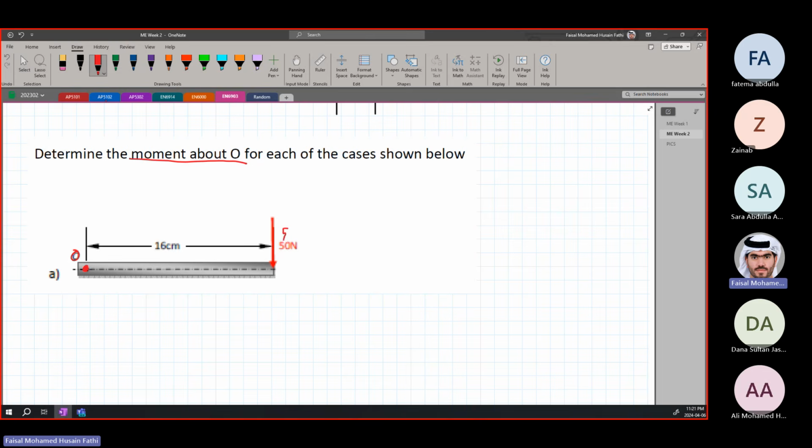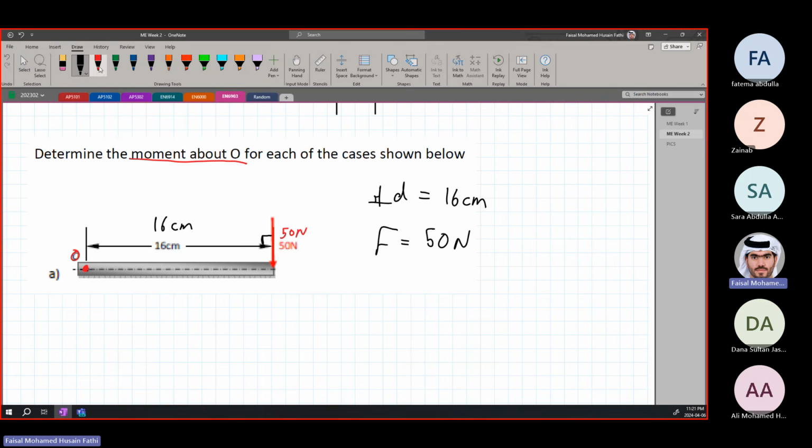This is a 50 Newton force, and it's given to be a 16 centimeter distance. So the first thing we check is the perpendicular distance to find the moment. We need to see whether the distance from point O up to the 50 Newton force is perpendicular. In this case, it directly is a perpendicular distance. So we already have the perpendicular distance, which is equal to 16 centimeters, and we have the force F, which is equal to 50 newtons.